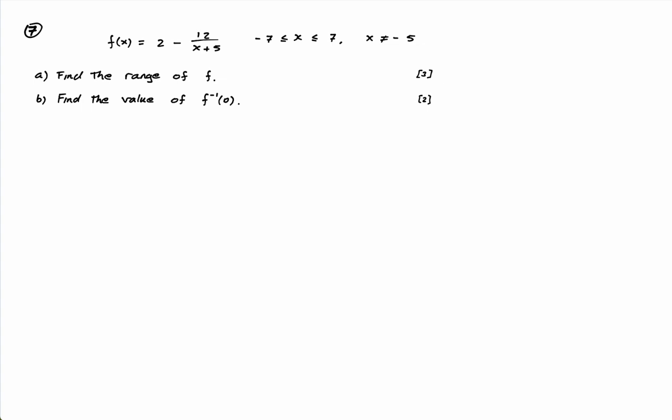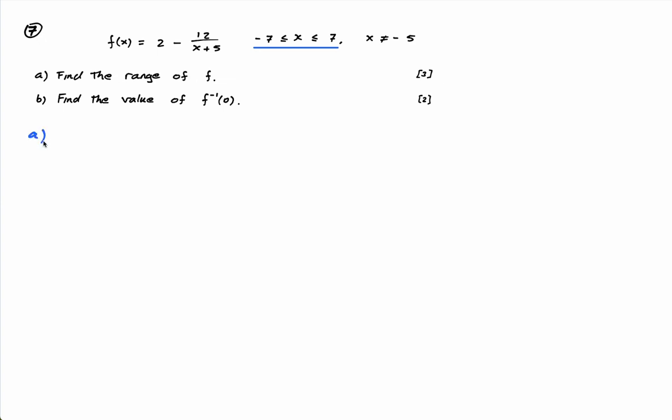Okay, so for question 7, we have this function f of x equals 2 minus 12 over x plus 5. The domain is from -7 to 7. That is important. -7 to 7. And x cannot equal -5 because if you put in -5, you would divide by 0. Can't happen. Find the range of f.